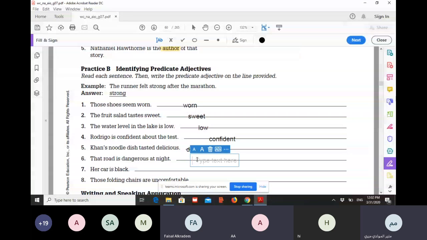That road is dangerous at night. Dangerous. Excellent. Because it comes after the linking verb "is," and "dangerous" describes the road.